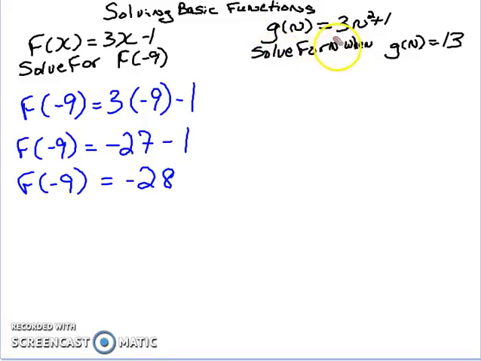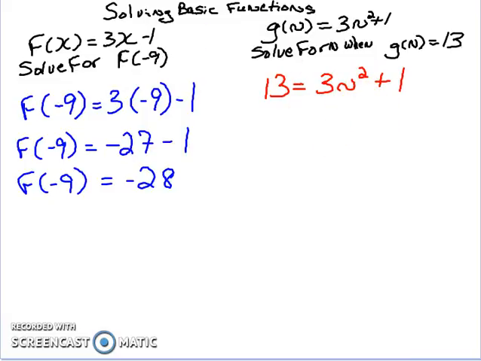The g of n is a little different. It says g of n is equal to 3n squared plus 1. Solve for n when g of n is equal to 13. That means what is the value of n when this function is equal to 13? Unlike over here where I'm solving it for the function at this value, here I know the function is equal to 13, and I'm going to solve for n when the whole thing equals 13. So what do I do? Well, I take the function, I write it down, 3n squared plus 1, and I set that equal to 13. Now I simply just use some algebra skills, work backwards to solve for n.